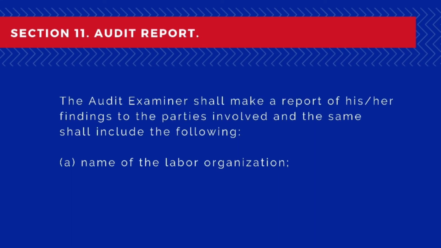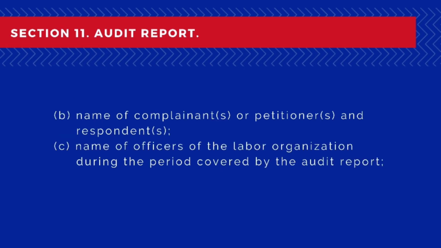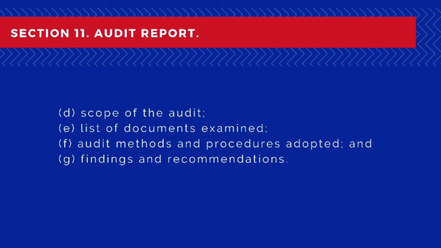Section 11. Audit Report. The audit examiner shall make a report of his or her findings to the parties involved, and the same shall include the following. A. Name of the labor organization. B. Name of complainants or petitioners and respondents. C. Name of officers of the labor organization during the period covered by the audit report. D. Scope of the audit. E. List of documents examined. F. Audit methods and procedures adopted, and G. Findings and recommendations.